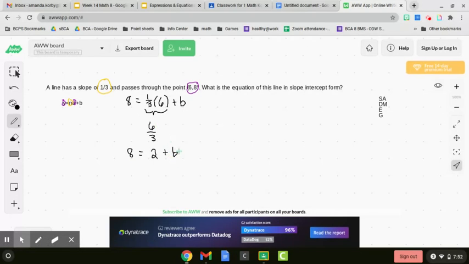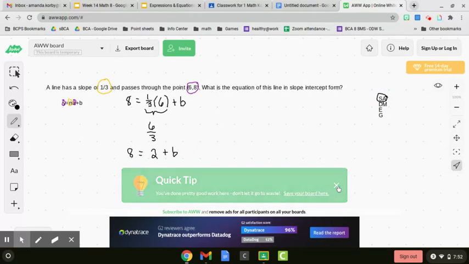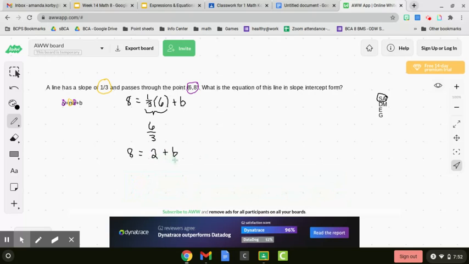Okay, so now we need to solve for b. So we ask ourselves, do we have any subtraction or addition happening on the same side as our variable? Yes, these two terms are being added. So let's undo that by subtracting 2 from each side. We want to subtract 2 because the goal is to get b by itself. Whatever we do to one side, we do to the other side. So we find that b is equal to 6.